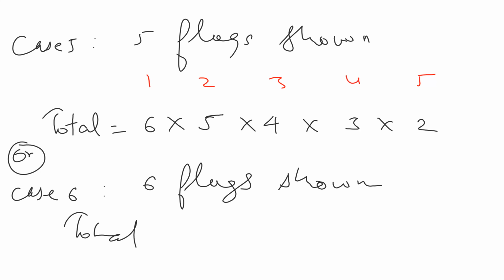So total will be, the number of flags are 6. So it will be 6 into 5 into 4 into 3 into 2 into 1. First flag can be shown in 6 ways, and I have to show the second flag as well. Hence I'm using and, hence multiplication. Second flag can be shown in 5 ways, so on and so forth.